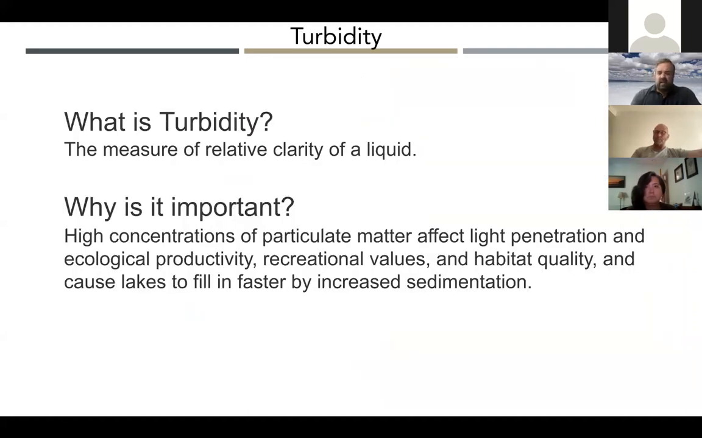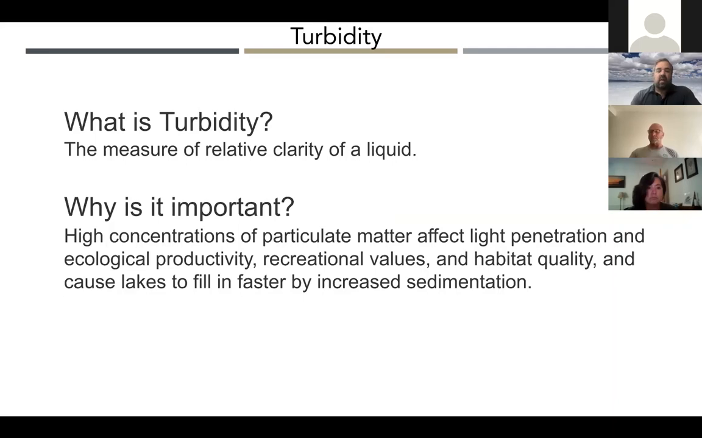What is turbidity? Clarity of liquid. It's important, high concentrations of particulate matter affect light penetration. It changes ecological productivity, and it can actually increase coliform bacteria growth. UV light kills coliform bacteria, which comes from defecation, animal poop and things like that. So UV light kills that. If it's turbid, the UV does not get through, and it can create nasty water. It also creates a depletion of oxygen in some cases, which would affect fish and other aquatic wildlife.